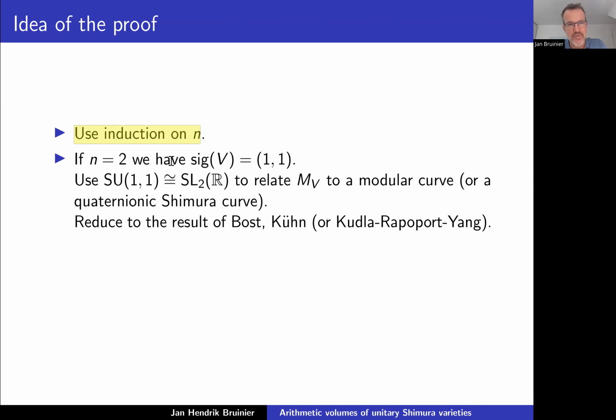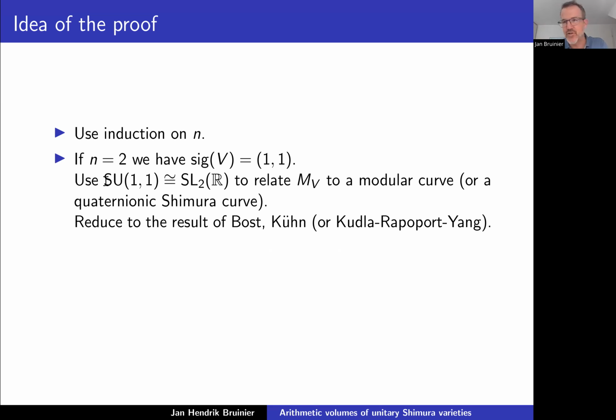Okay, so we have to have a start for the induction, and here as a base case, we look at the case when n is 2. So then the signature of the Hermitian space would be, I mean, it's always n minus 1, 1. So then the signature would be 1, 1.